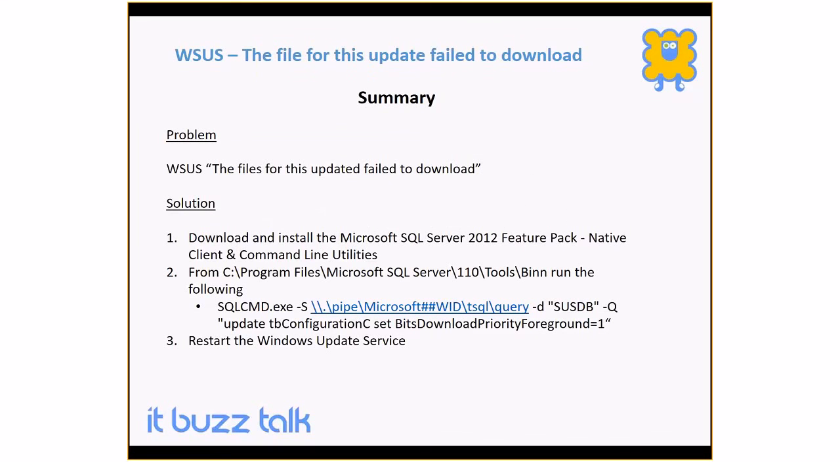Just to recap on this issue, it was an issue with WSUS, Windows 2012 R2 with WID database, and when you go to download the updates, they would fail with an error: the files for this update failed to download. The solution: we first download the SQL 2012 feature pack, the native client and command line utilities. We then open up a command prompt in the directory shown. We run the SQL command utility with the syntax shown, and finally restart the Windows Update service. And that's the solution that resolved the issue for me, Thiago.